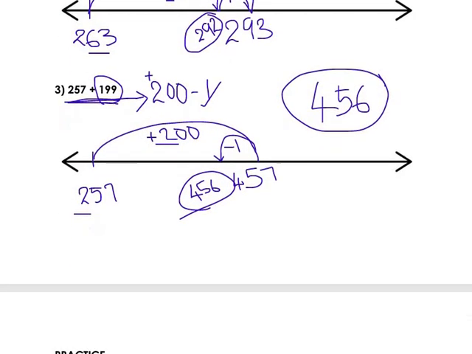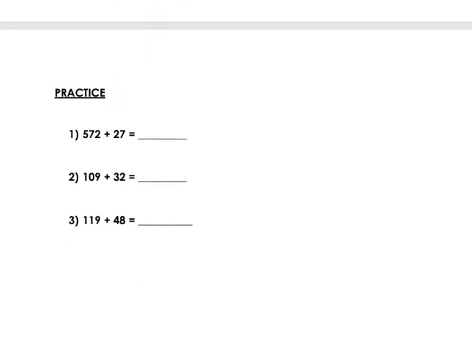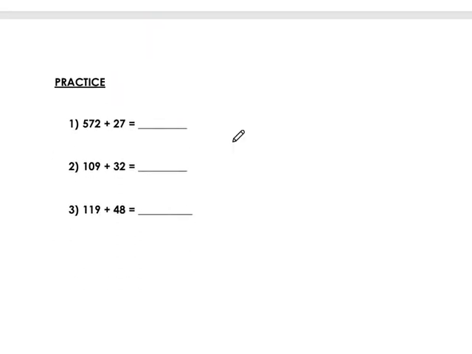Now without the number line, we will see how we can do the calculation very easily with the same trick. My first question, 572 plus 27. Again, you need to find the multiple of 10 which is close to this number. Which is the multiple of 10 close to 27? Yes, 30. But I need only 27. I don't want 30. So what should I do? I need to remove 3. Yes. So instead of 27, you will be using 30 minus 3.